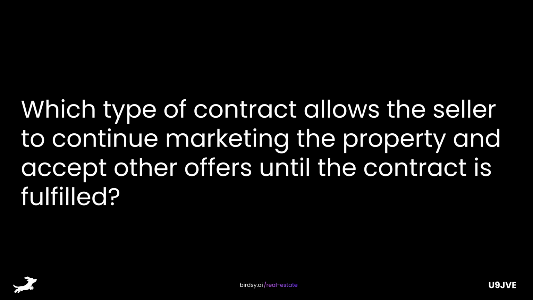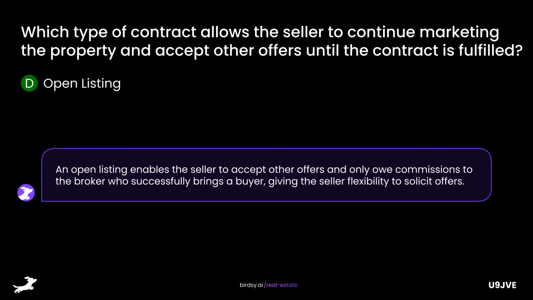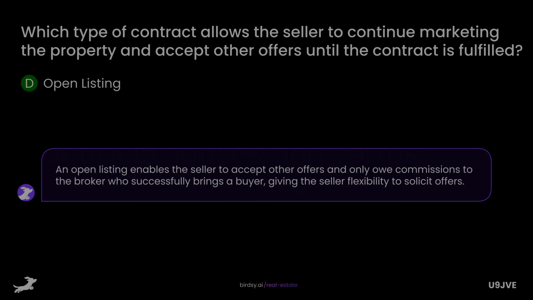Which type of contract allows the seller to continue marketing the property and accept other offers until the contract is fulfilled? Is it A, exclusive right to sell listing, B, exclusive agency listing, C, net listing, or D, open listing? The answer is D, open listing. An open listing enables the seller to accept other offers and only owe commissions to the broker who successfully brings a buyer, giving the seller flexibility to solicit offers.